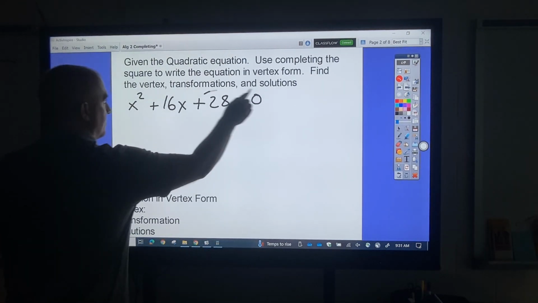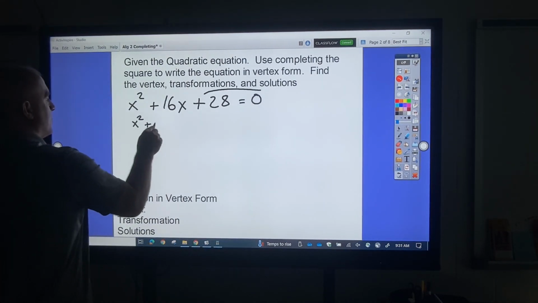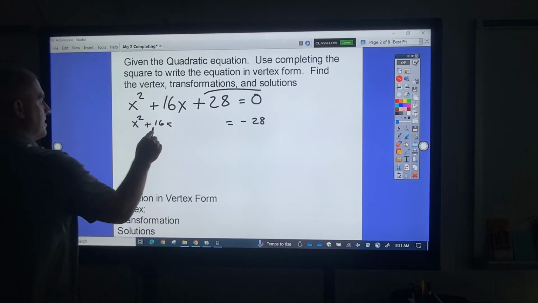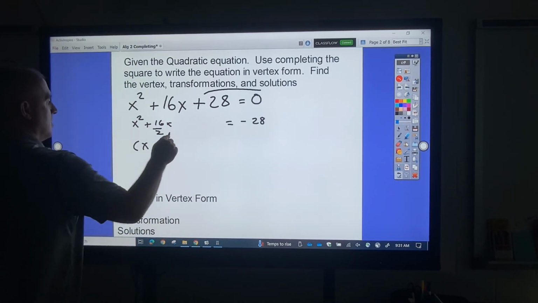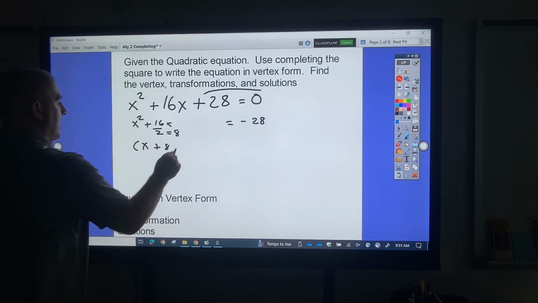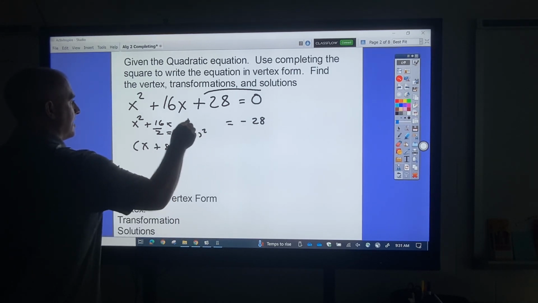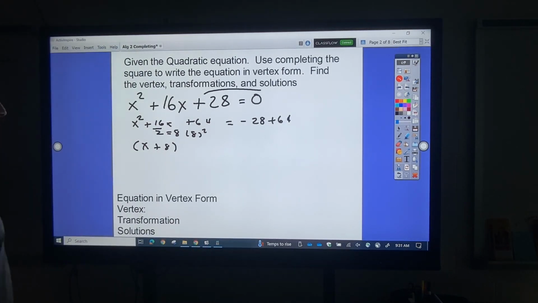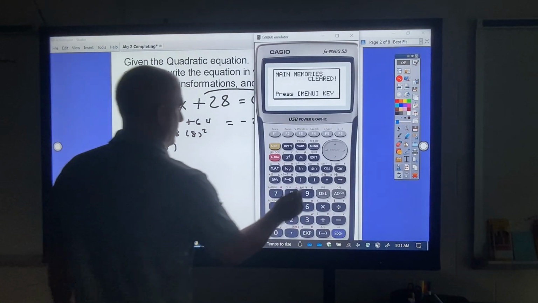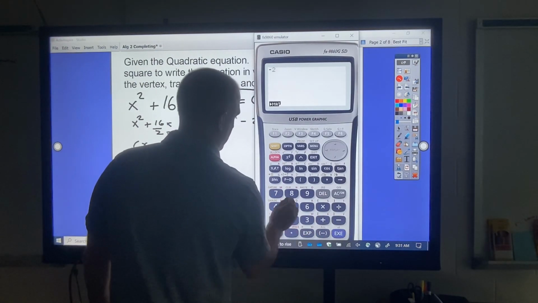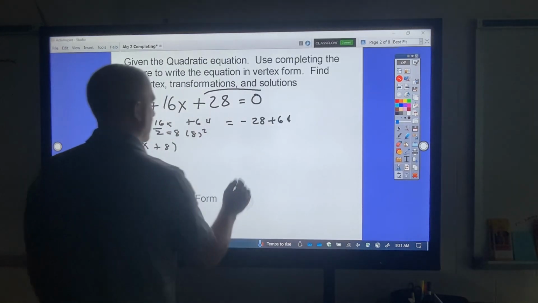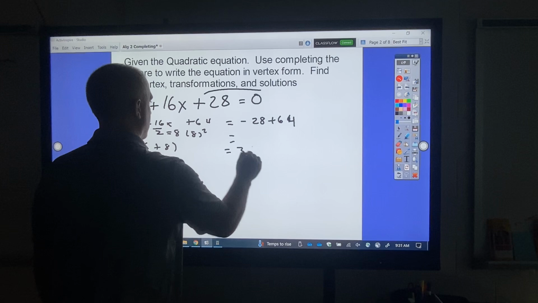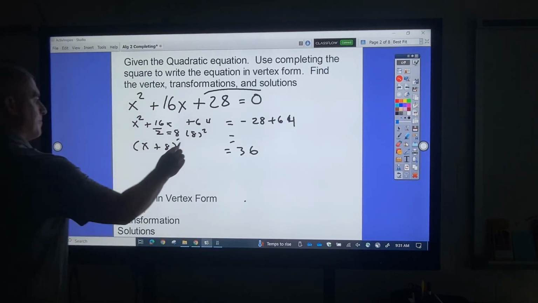So what I want to do is move that 28. So I get x squared plus 16x equals negative 28. I want to divide 16 by 2, which would be 8. So x plus 8. Then I want to square that 8, which is positive 64, positive 64. If I add those two numbers up, negative 28 plus 64, I get 36. So I got that plus that squared.